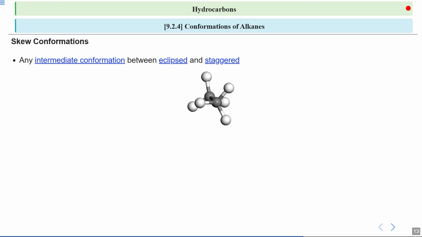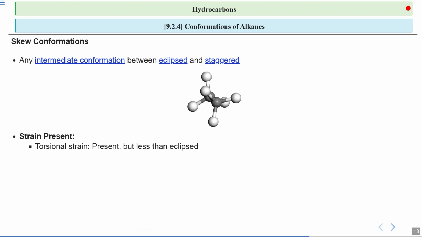You can see through rotation that if you are taking pictures of the molecule at different instants, then at some point it will be neither eclipsed nor staggered conformation. In that case, you will name it as skew conformation. What are the strains that are present in the molecule in case of skew conformation?